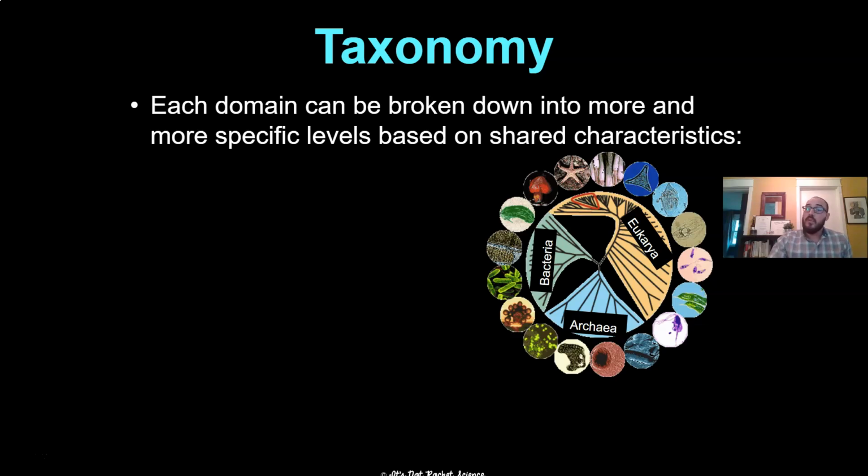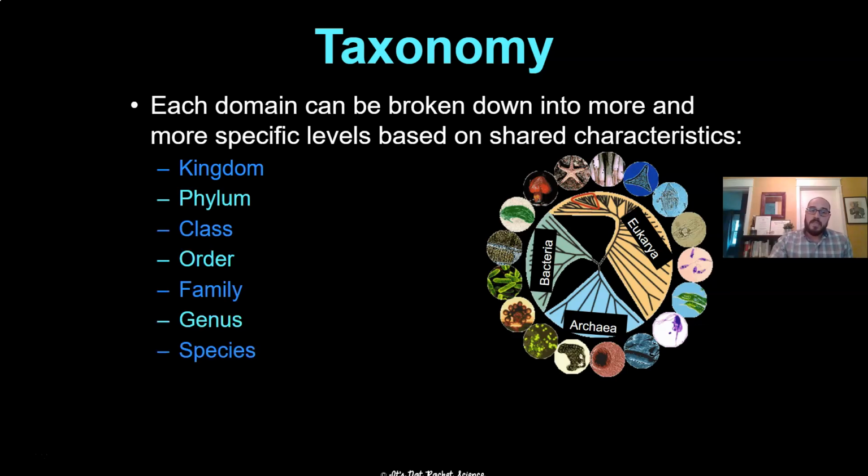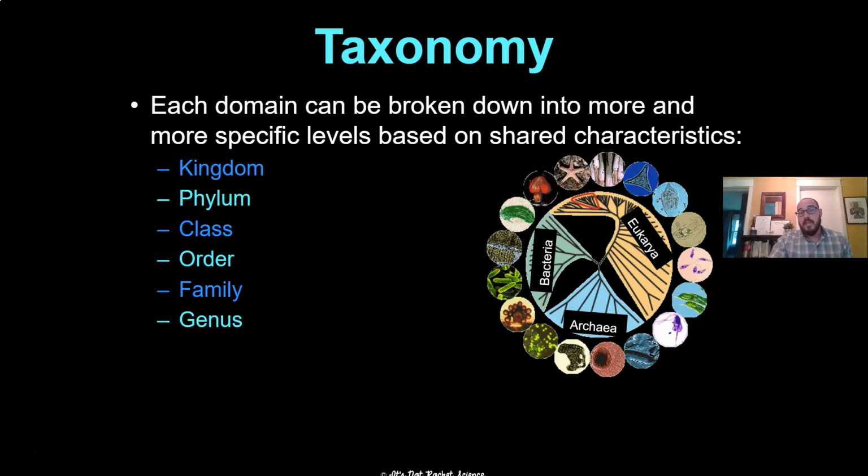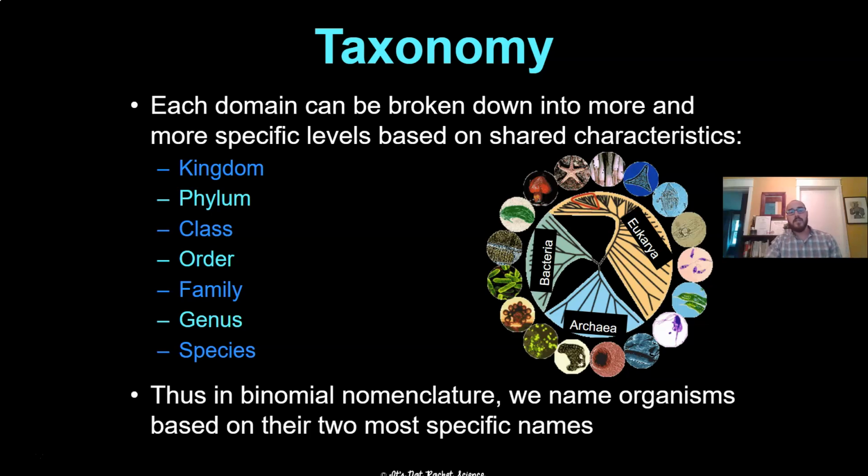Each domain can then be broken down into more specific levels based on their shared characteristics, and that's when we get back into this stuff. Our kingdom, phylum, class, order, family, genus, and species. Or if we go back, how I told you guys to remember it, drunken for domain. So drunken, kangaroos, punch, children, on, family, game, shows. So that's how I remember it.